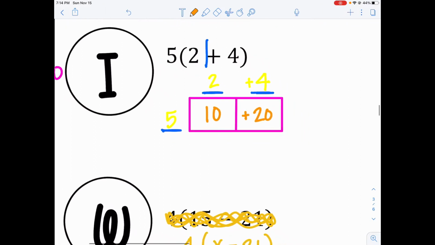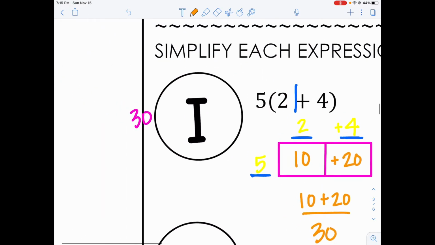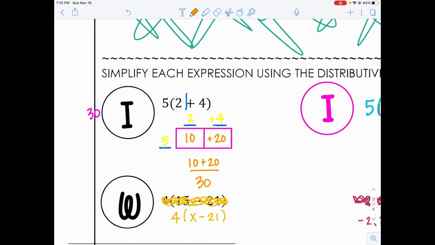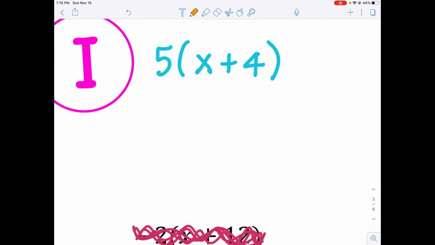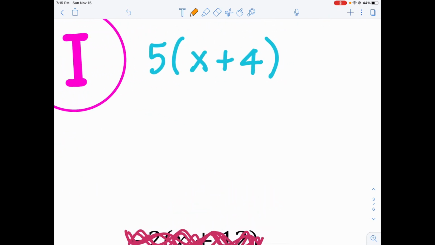Now, the very last thing that I have to do is, on this one, I actually have to go ahead and add those. So 10 plus 20 gives me 30, which we already said we should be getting. So that's how it works. Now, let's work on it with some variables involved. This is going to be more indicative of the kind of problems that you have in your assignment.